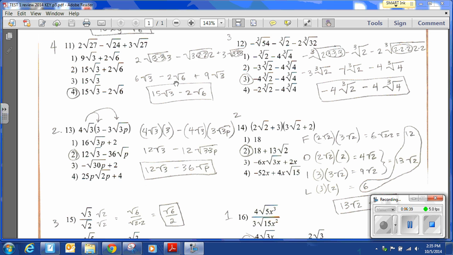Combine like radicals. Here we have radical 3 and radical 3. Well, 6 plus 9 is 15 radical 3's minus 2 radical 6.